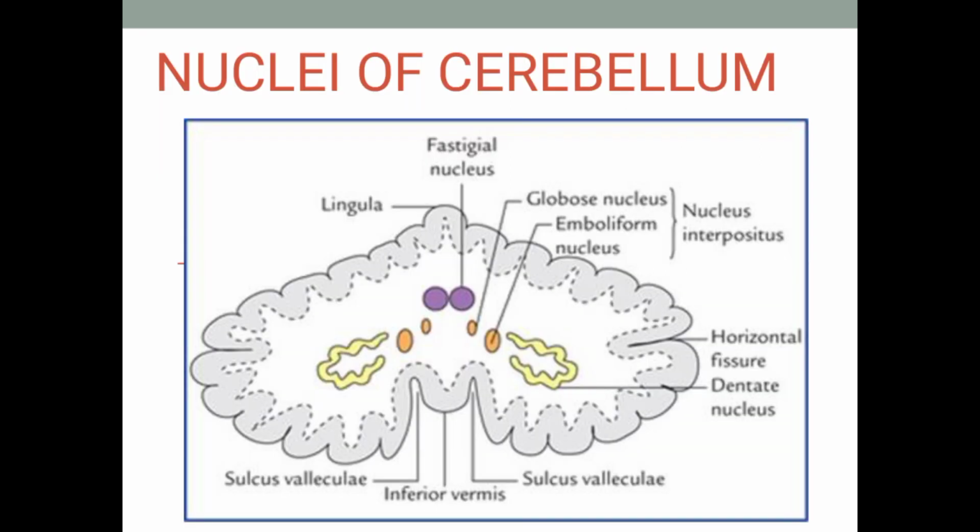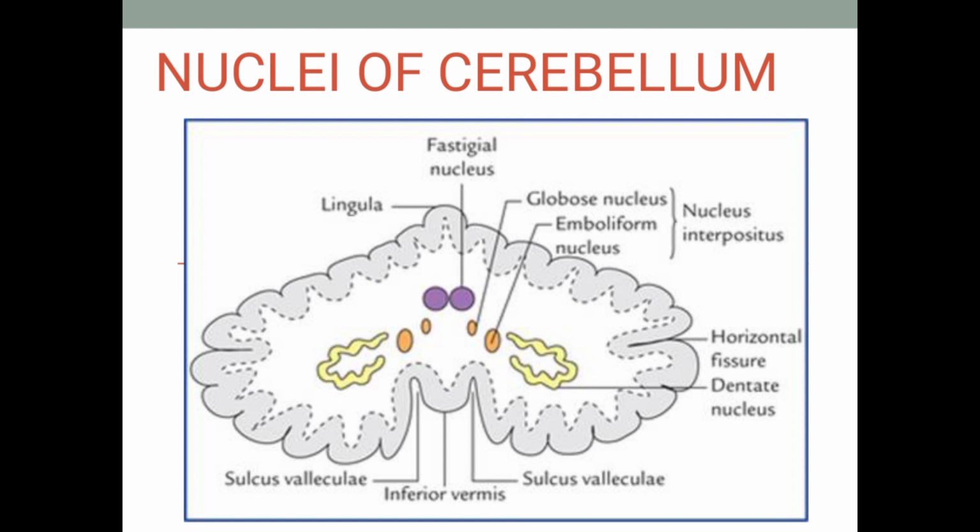Okay, then next you are looking at the nuclei of the cerebellum. Here we have cut a section of the cerebellum. If you look, the cerebellum consists of an outer part which is called grey matter and an inner part which is called white matter. Within the white matter you see grey parts, which consist of the nuclei of the cerebellum.